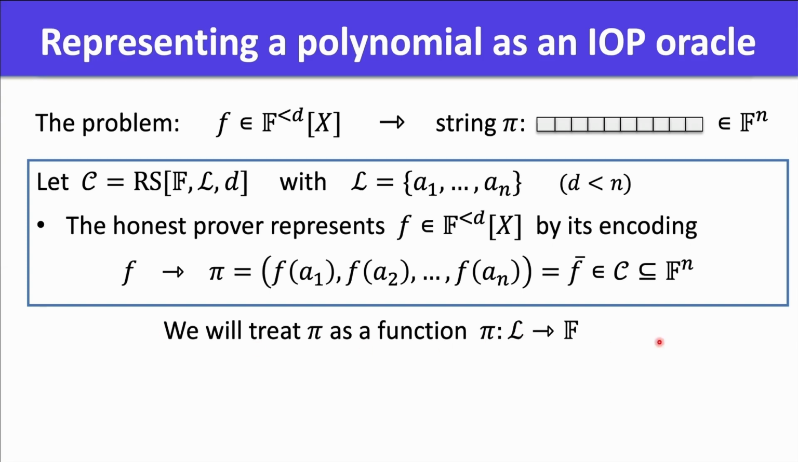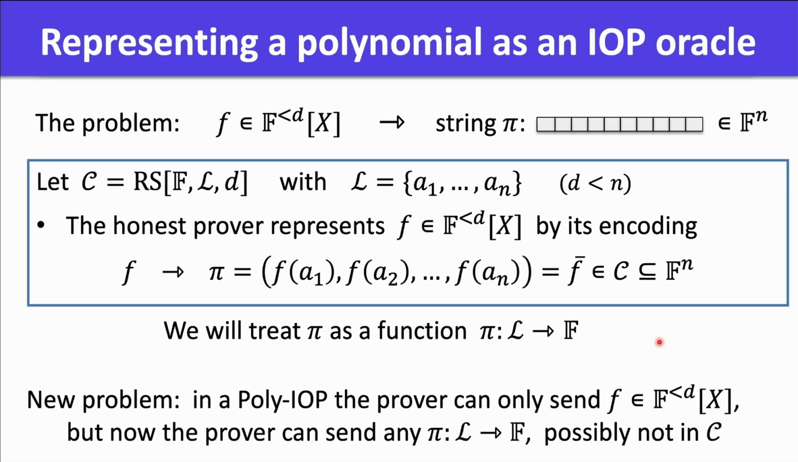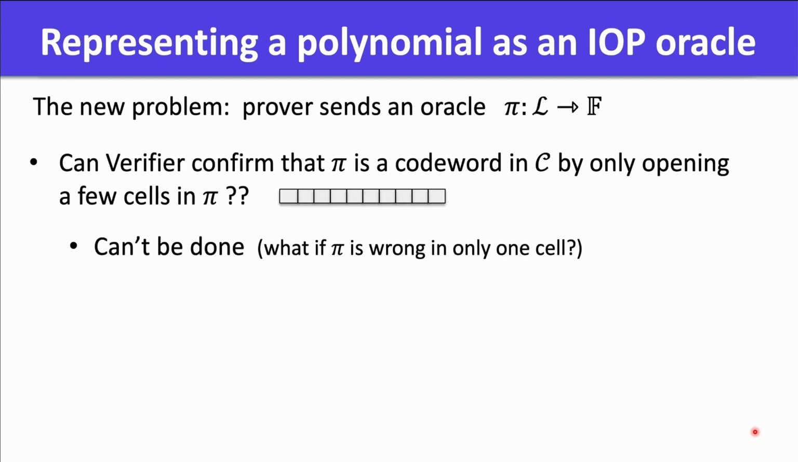So the prover encoded the polynomial as a Reed-Solomon code word, but now immediately we run into a problem. The problem is that in the world of Poly-IOPs, the prover could only send bounded degree polynomials to the verifier. Now there is no constraint on the prover. The prover could send to the verifier arbitrary strings. A malicious prover could try to send things that are not code words and therefore do not represent any polynomial. So the question is, how do we prevent that? Can the verifier confirm that the string that the prover sent to it really is a code word in the Reed-Solomon code, but can it do that only by opening a very small number of cells in the string pi?